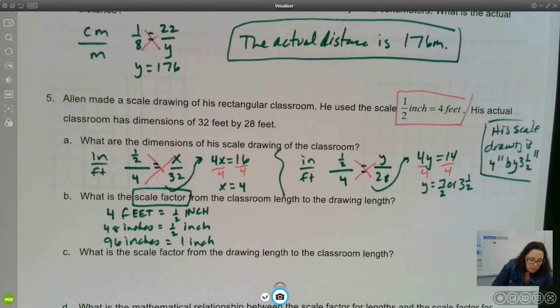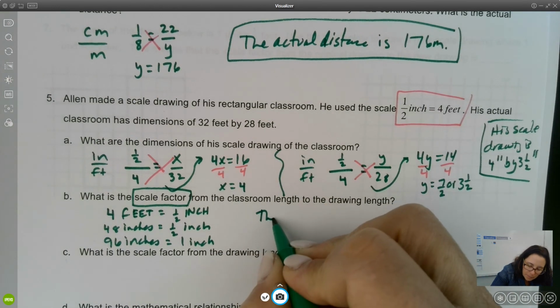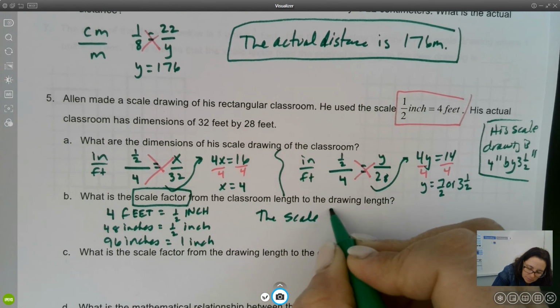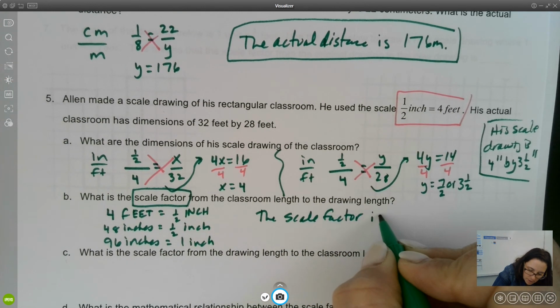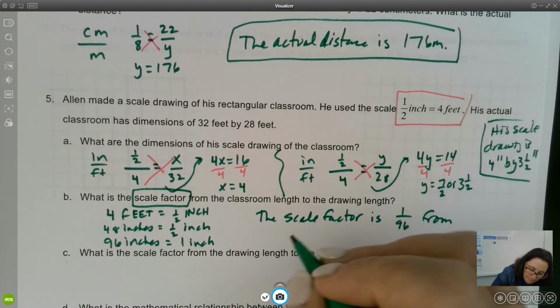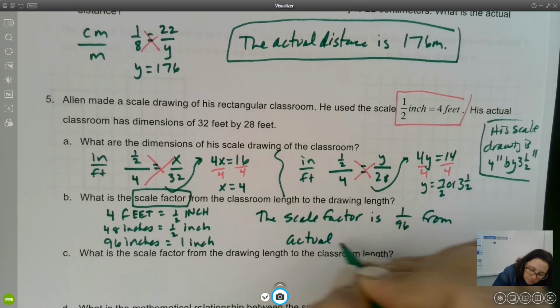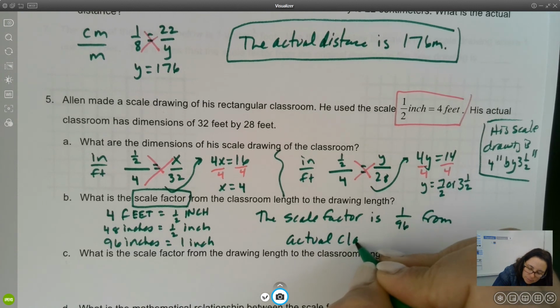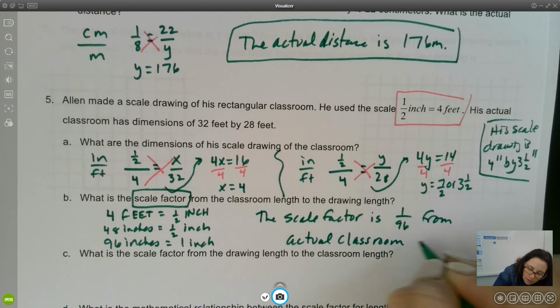Okay, so I'm either going to be using 96 over 1 or 1 over 96. And we already talked about we're shrinking. We're going from the real thing to the drawing, so it has to be smaller than 1. The scale factor is 1/96 from the actual classroom to the drawing.